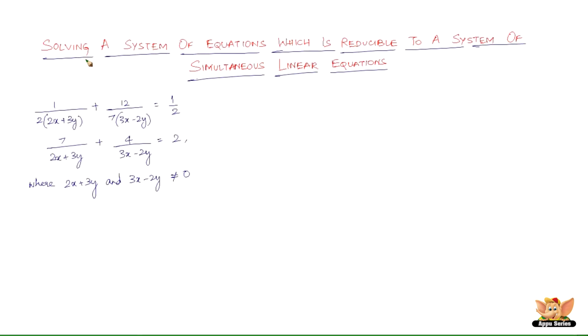In this video, let us solve a system of equations which is reducible to a system of simultaneous linear equations. So here we've got a couple of equations. Let's name them equation 1 and equation 2. What we have to do here is reduce these two equations first to simultaneous linear equations before we can start to solve them.